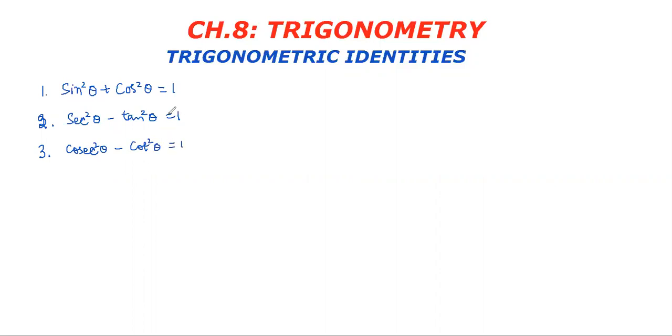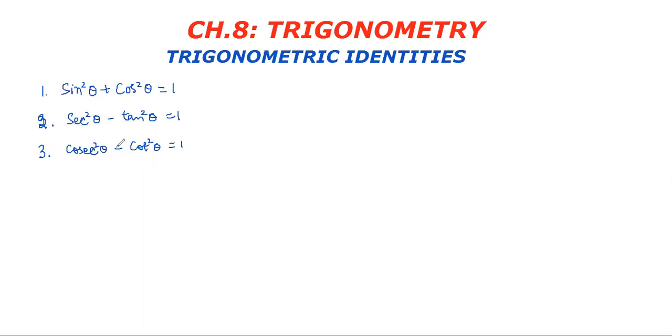To remember these identities, I will give you a trick. This one is a very fundamental identity. Here we have plus sign. So it doesn't matter whether you write cos square theta first or sine square theta first. In both ways, it remains the same. That is sine square theta plus cos square theta is equal to 1. But if the order is reversed, then this identity will be wrong.